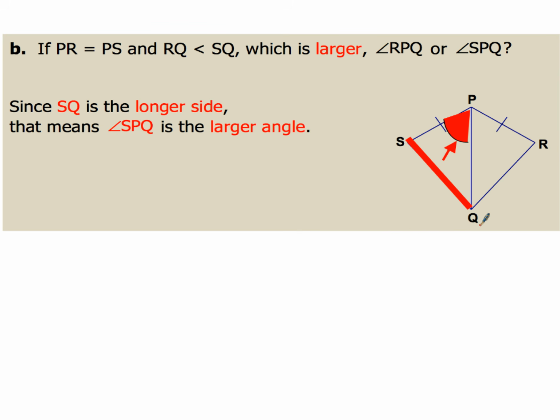If PR equals PS and RQ is less than SQ, which is larger, angle RPQ or angle SPQ? And again, SQ is my larger side, my longer side, so that means that the angle across from that is going to be the larger angle. In this case, angle SPQ. You could call it angle QPS. Either way, we're talking about the same thing, but since in our question they give it as angle SPQ, that's how we would name it. Pretty straightforward information. Hopefully you're able to hang in with this, and it's just pretty much common sense for you. Again, don't overthink it and make it more complicated.